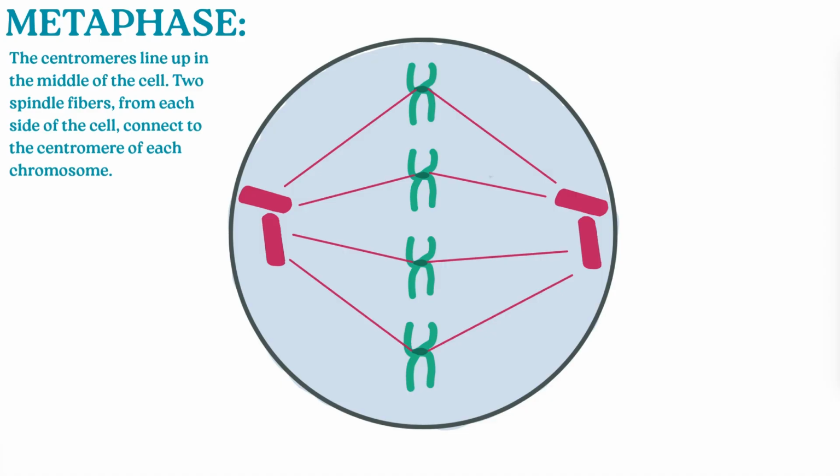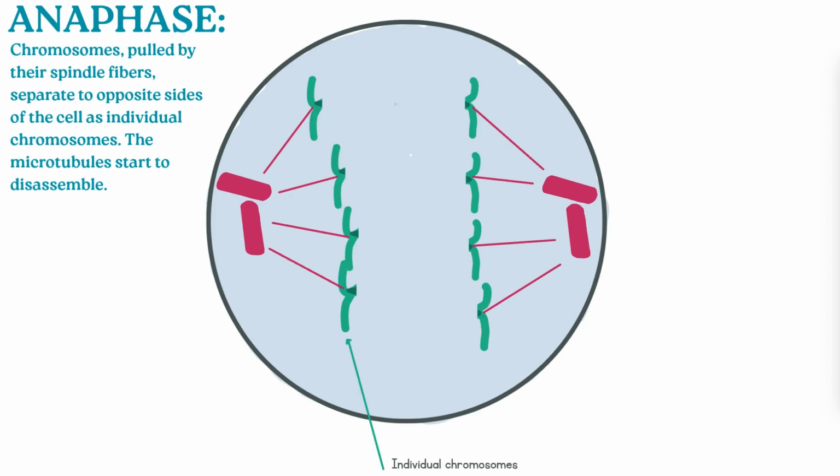Next is the metaphase. During metaphase, the centromeres of the chromosomes line up in the middle of the cell. Two spindle fibers from each side of the cell connect to the centromere of each chromosome. In anaphase, chromosomes are pulled by their spindle fibers to opposite sides of the cell as individual chromosomes. The microtubules then start to disassemble.